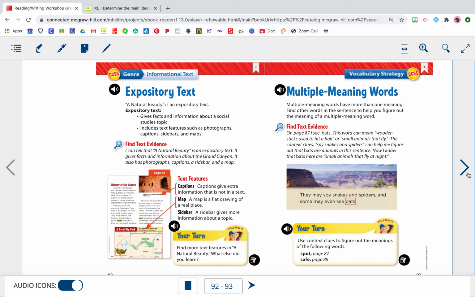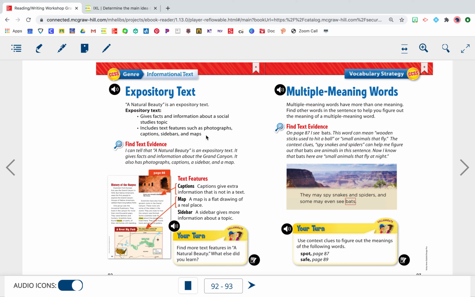Next, our genre this week is an expository text. An expository text gives facts and information about a social studies topic. So, interestingly enough, we'll be studying the Grand Canyon and Mount Rushmore in social studies in this same chapter with Miss Bryant. So, it gives facts and information about that topic.